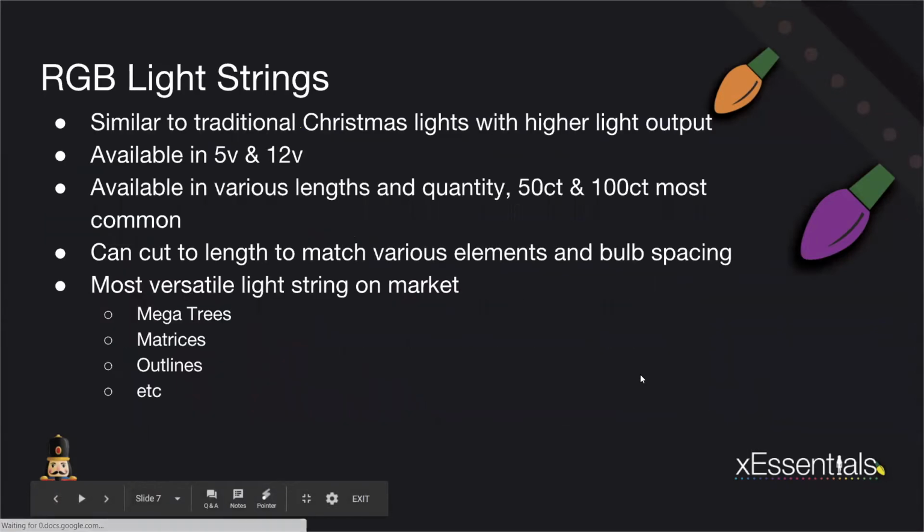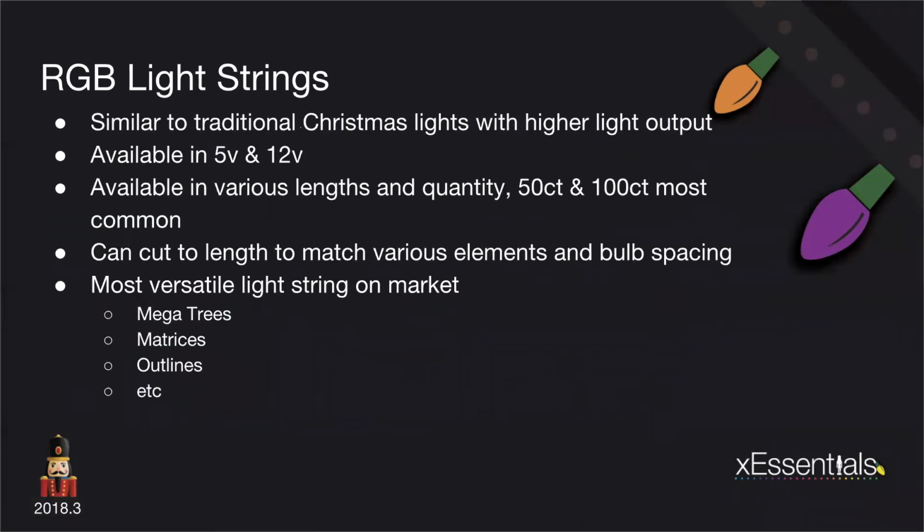Relating to the next slide, what are RGB strings? Similar to Christmas lights with high light output, they're both available in 5 and 12 volt, which is the most common on the market today. You have different quantities, 50 and 100 count. There are some vendors that do offer 25 count, but predominantly it's 50 and 100 count strings.